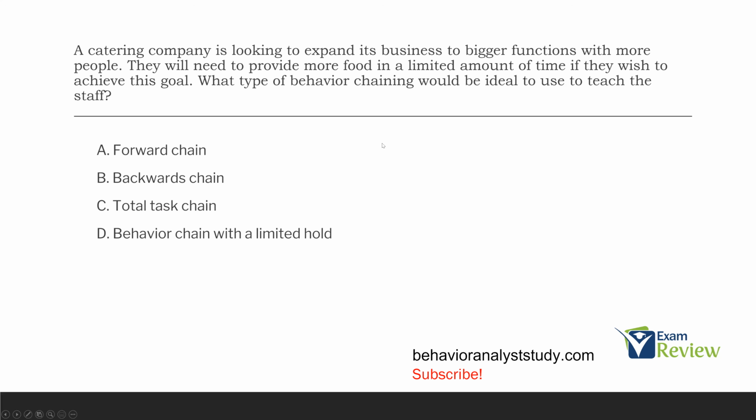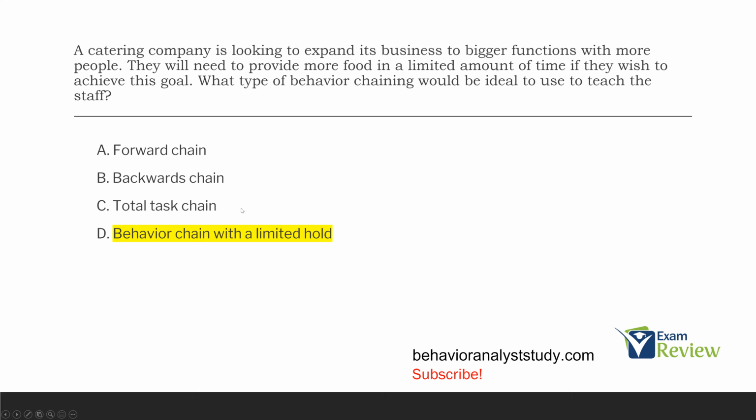And remember, this is ideal. So ideally, that's what you want to do, right? It might not be possible, but we're not worried about possible right now. We're worried about ideal. If we can teach a behavior chain with a limited hold, that is going to help us accomplish our goal the quickest.